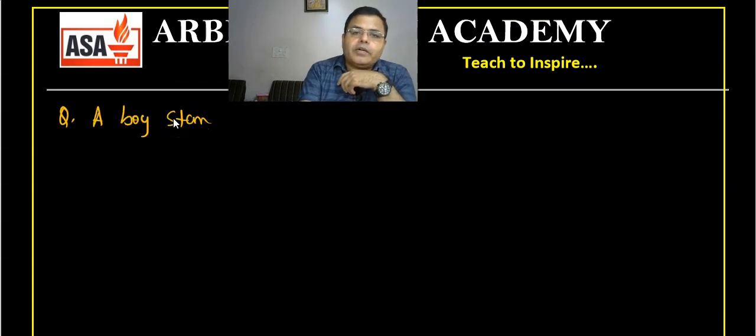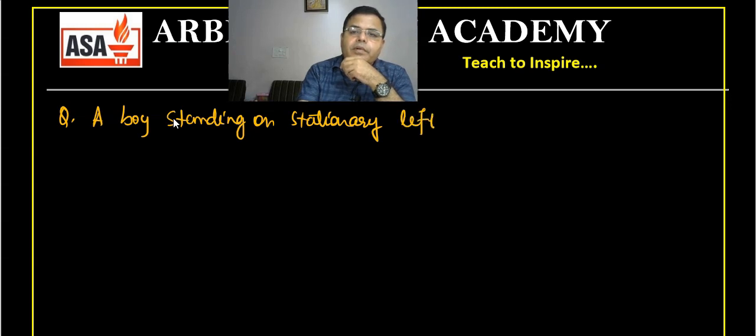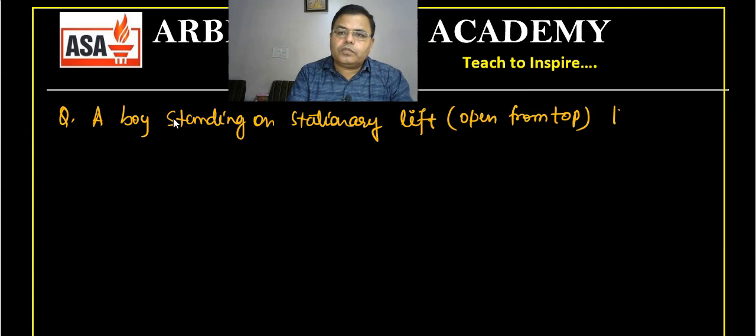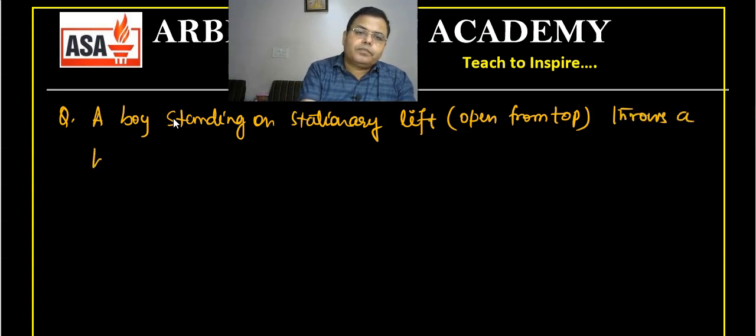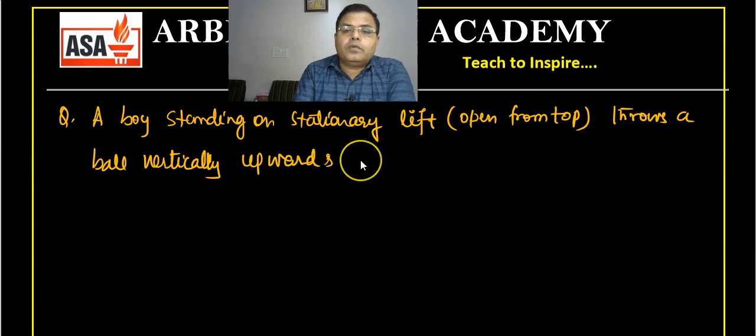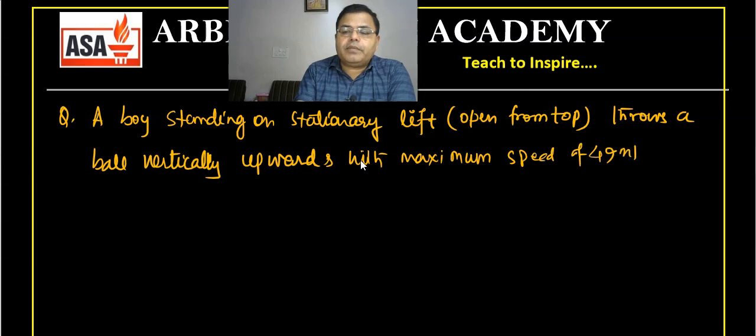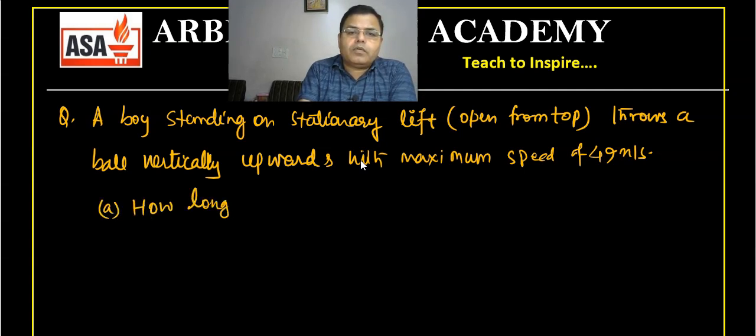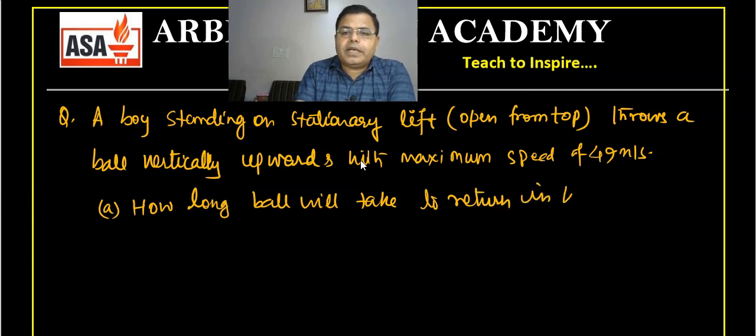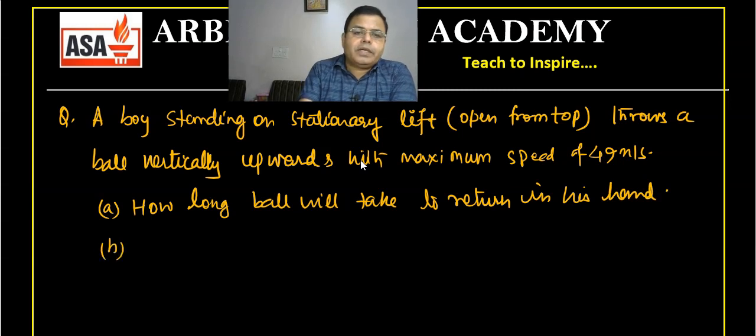The question is: a boy standing on a stationary lift, open from the top, throws a ball vertically upward with a maximum speed of 49 meter per second. Now the question is, how long will the ball take to return to his hand?